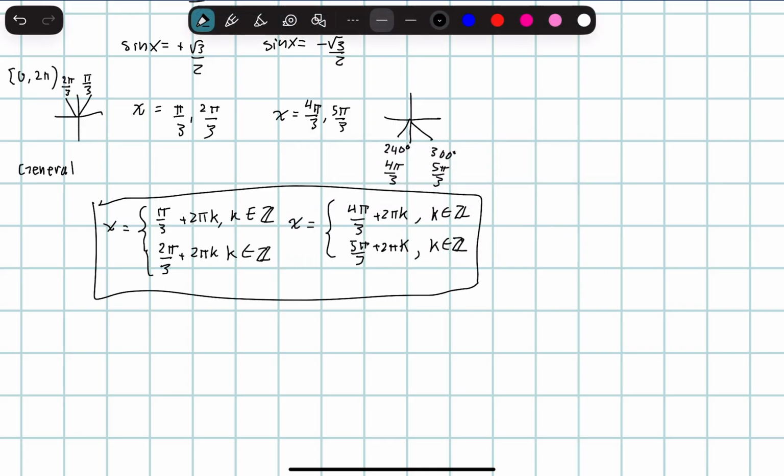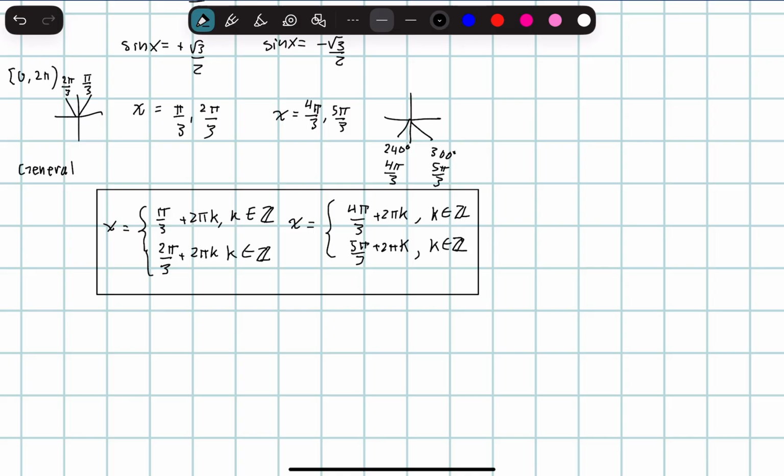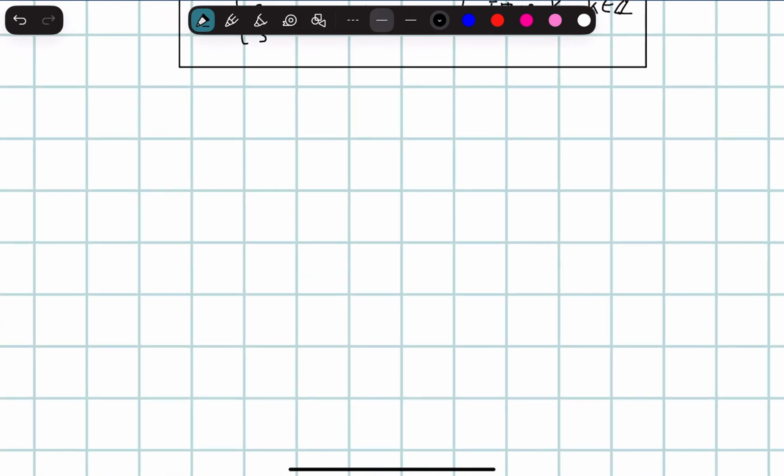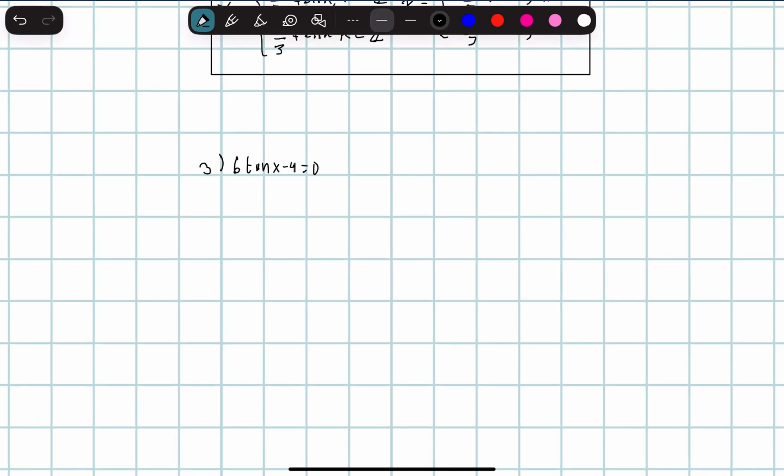Okay, awesome. Now, for question 3, let's say we have 6 tan of x minus 4 is equal to 0. So you get tan of x is equal to 4. Now, when does this happen? Oh wait, you have 6, so you have to divide by 6. Tan of x is equal to 2 over 3.